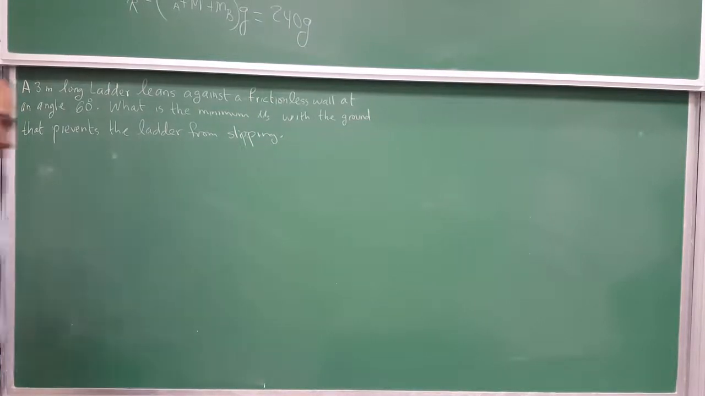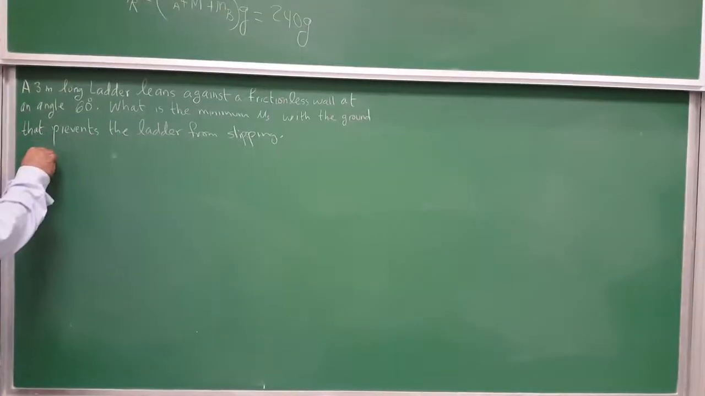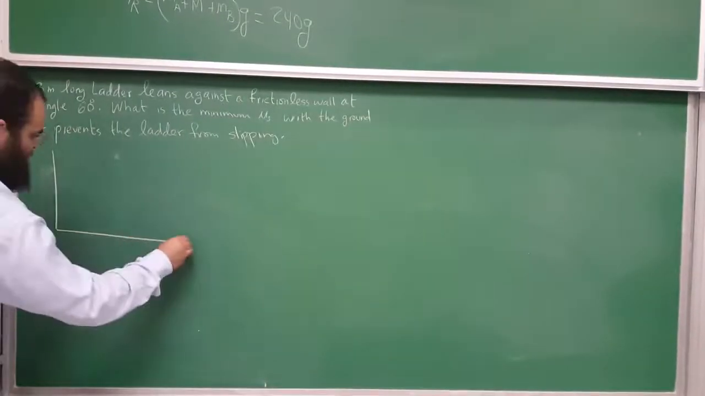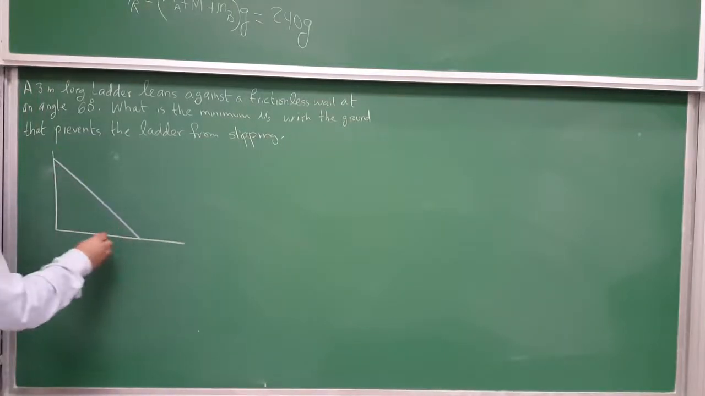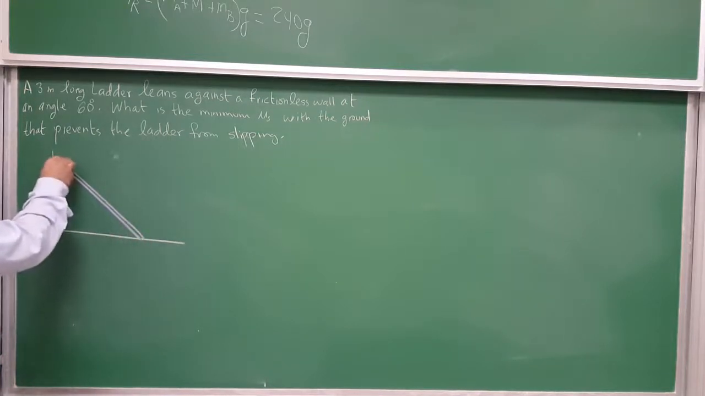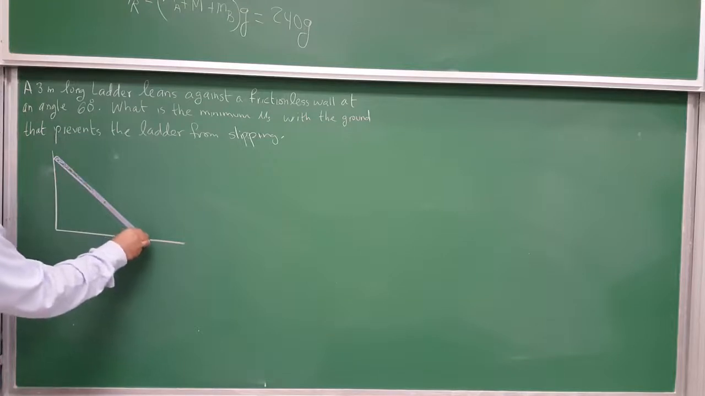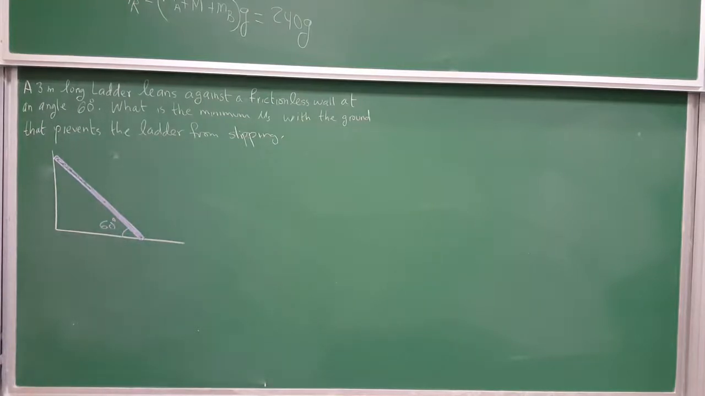So you have this. This is the ladder. Okay. And this angle here is 60 degrees. Let me just make sure I have it right. Yes, it is 60 degrees. So we want the ladder not to slip.